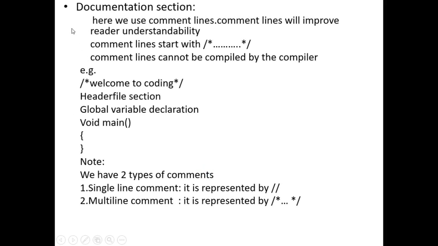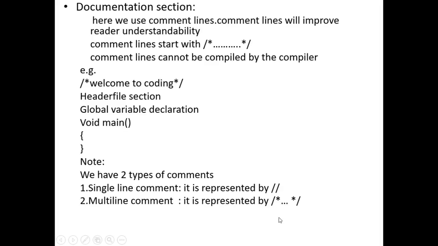See here, in this documentation section we use comment lines. Comment lines are only used for user understandability and to improve the readability of code. And in comments we have two types of comment lines. One is single line comment, another is multi-line comment. Single line comment is represented by this, and the multi-line comment is represented by this. Let us see.